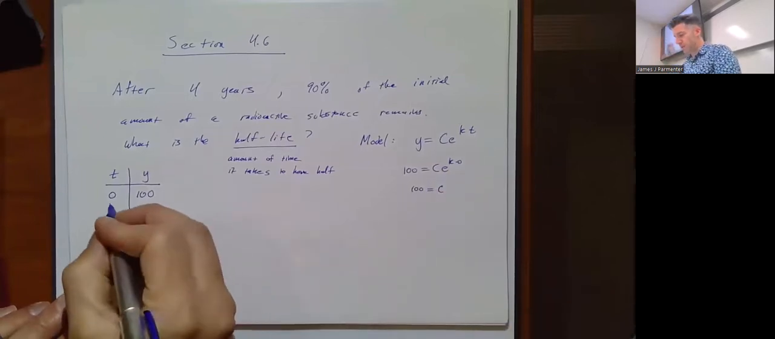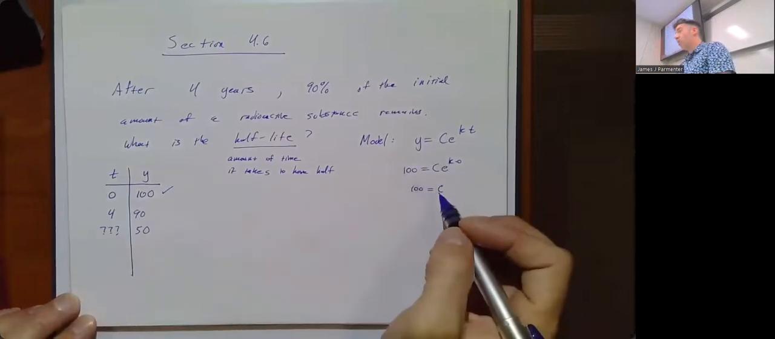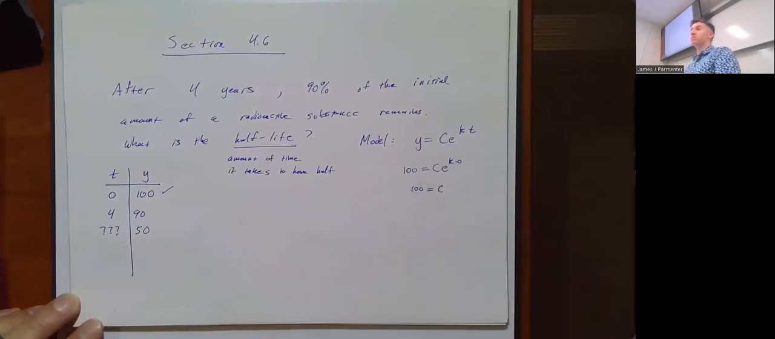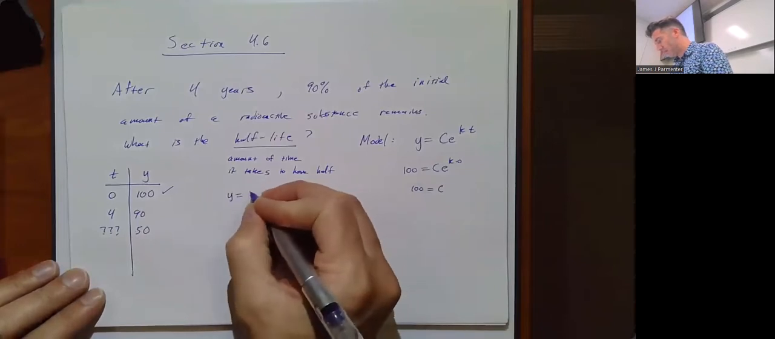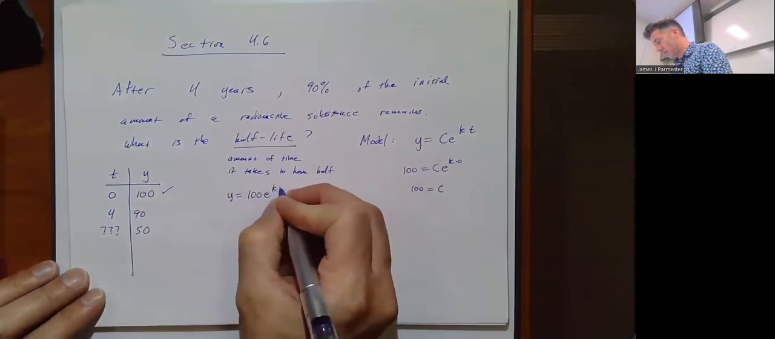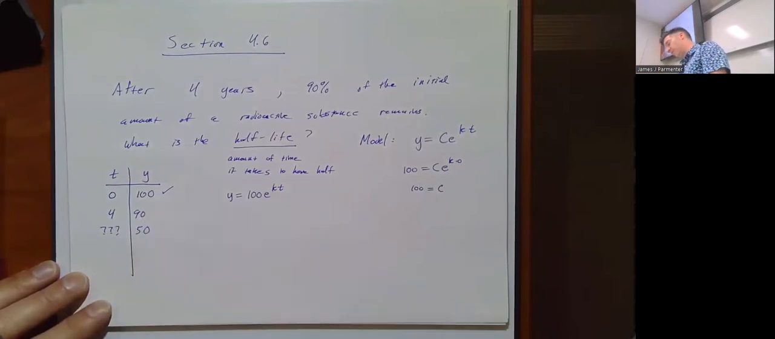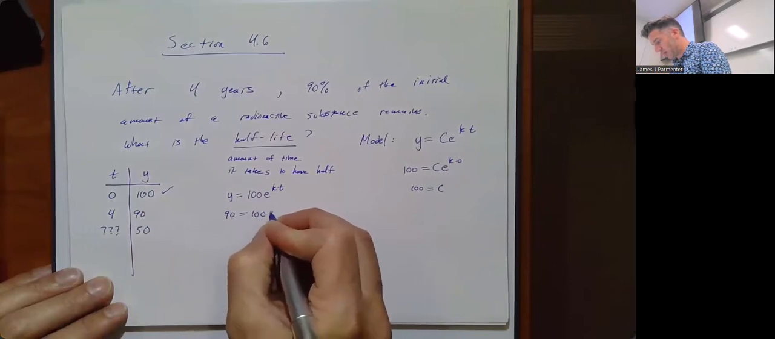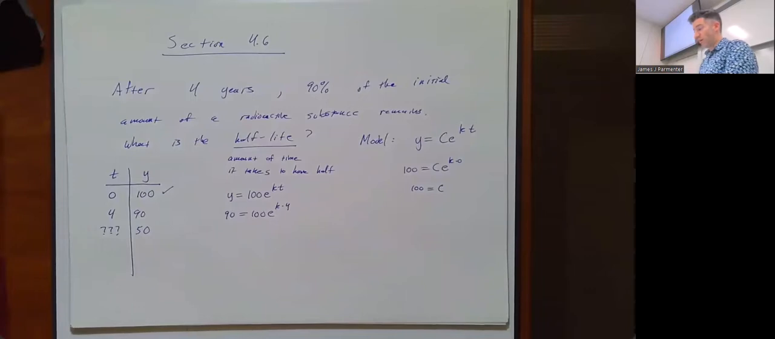Great. So we used this piece of data, check. Now we're going to use the other piece of data, also substituting in our new value of c, right? You want to use all the things you have as you get them. So now our model has been updated. It's going to be 100 e to the kt. And then we're going to plug in this other piece of data. It's not really new. We're going to plug in 90 equal to 100 e to the k times 4. And then we're going to solve for k.